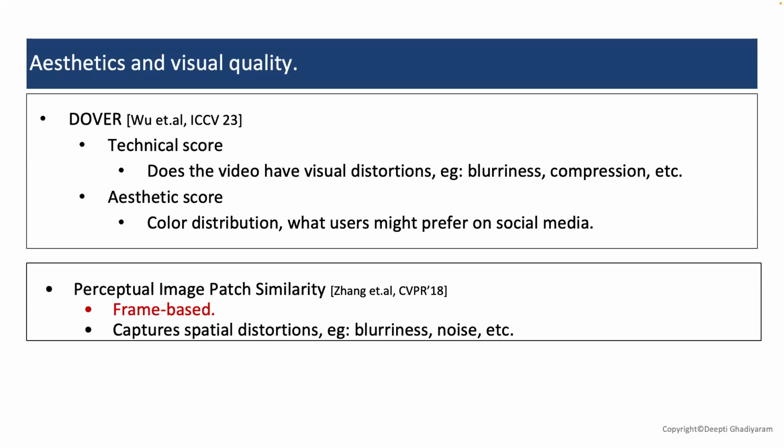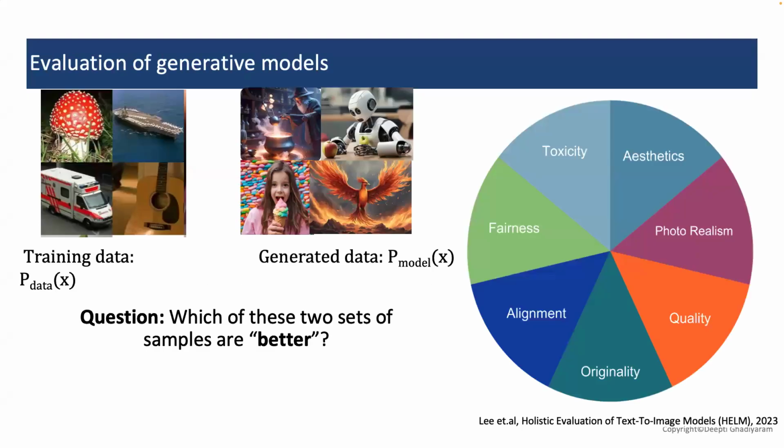The other popular method that I've seen being used in generative models is a perceptual image patch similarity metric. Again, as the name says, it's a frame-based metric. It was designed for images, but it does a good job at capturing spatial distortions, such as blurriness or noise. So that was a quick tour on different aspects of evaluating a particular model and all the metrics that are out there.